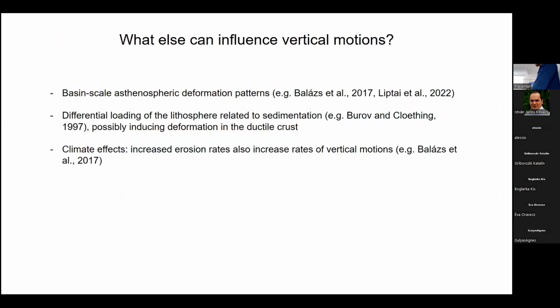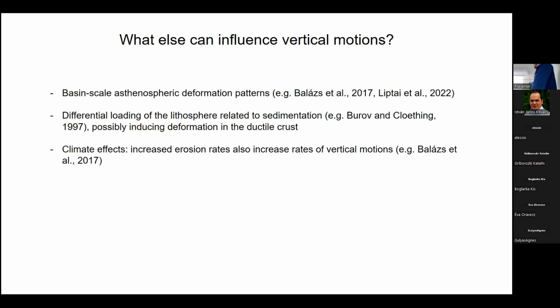But of course, many other things can also influence vertical motions, and this has been published and summarized already in many different papers. So there are basin scale asthenospheric deformation patterns that can be very important. There is the differential loading of the lithosphere related to sedimentation, and this can induce flow in the ductile crust, which can also be important.